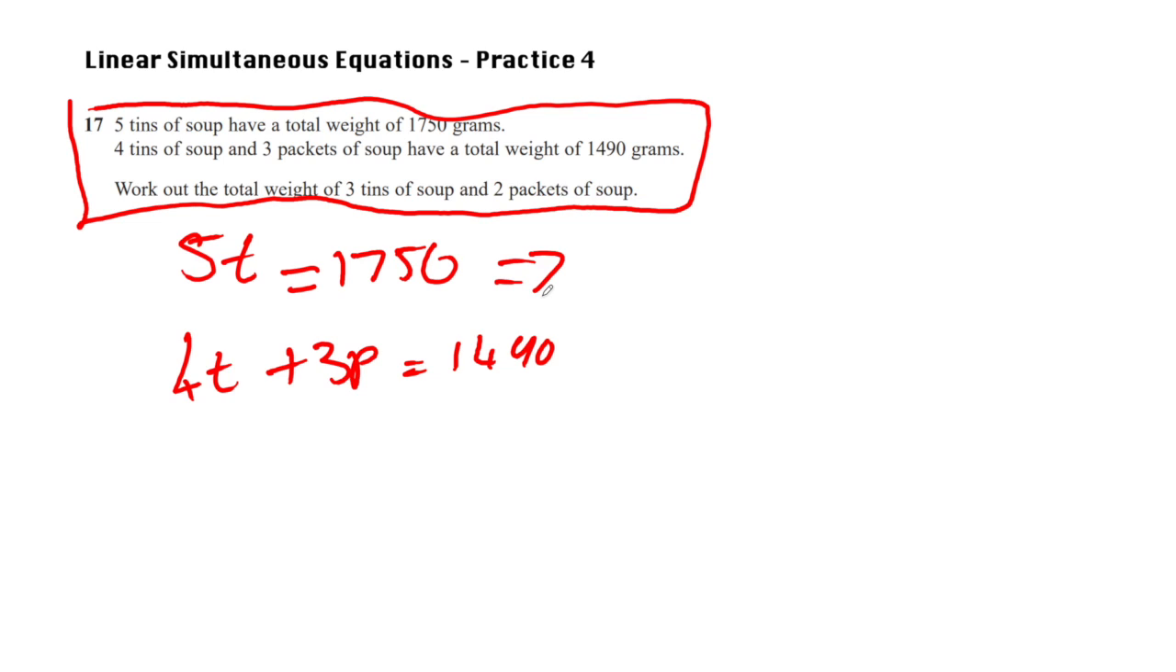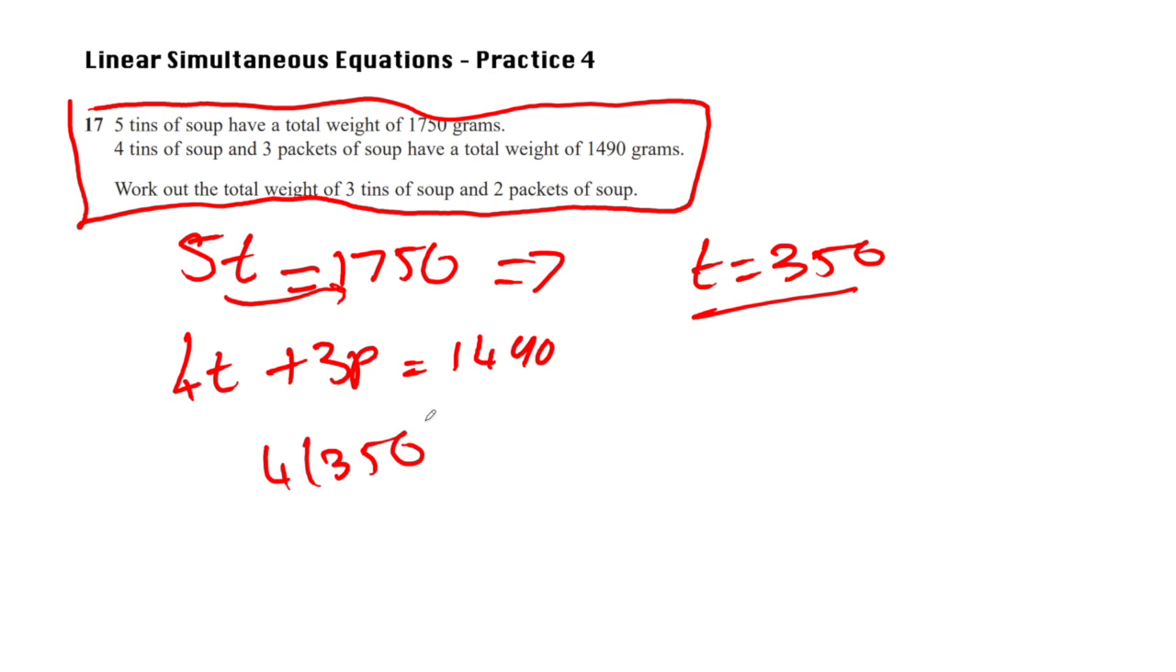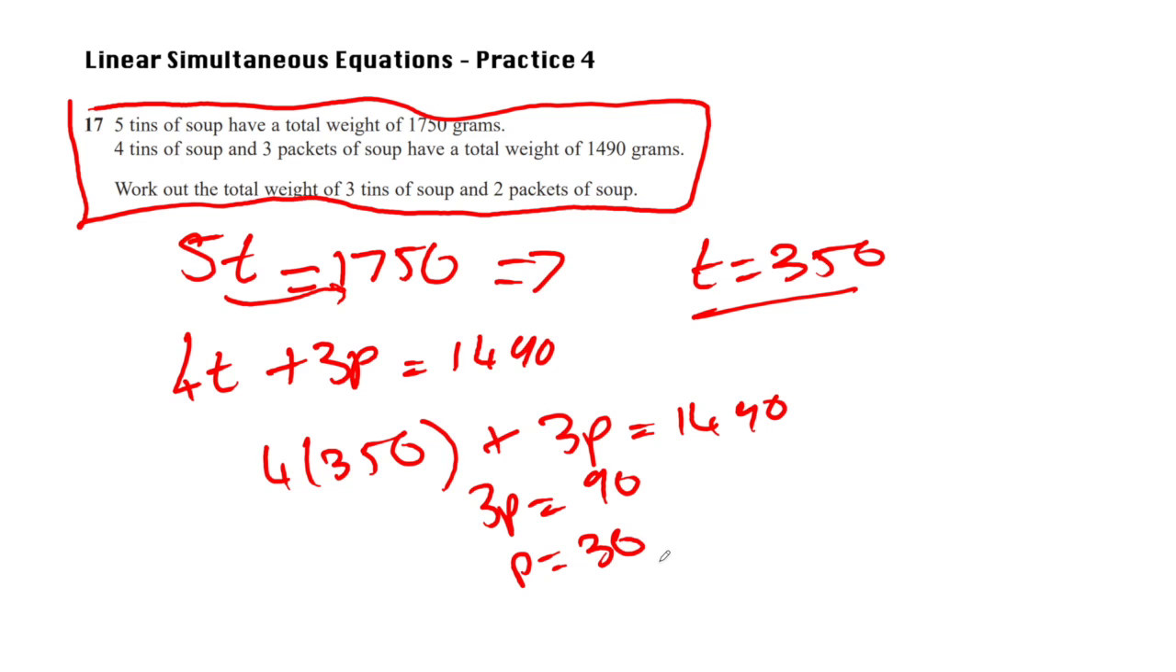So now we have got to do 5t equals 1750. So t equals 1750 divided by 5, which equals 350. Okay, now sub in: 4 times 350 plus 3p equals 1490. So 3p equals 1490 minus 1400, because that's what that is, equals 90. So packets of soup equals 30 grams.